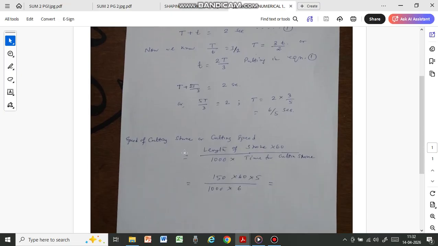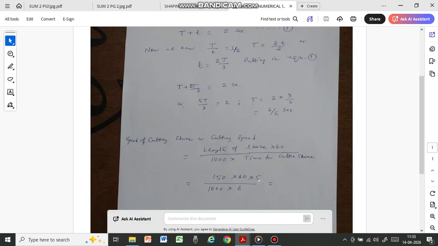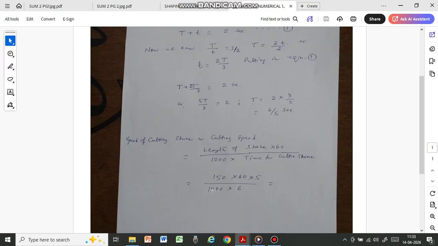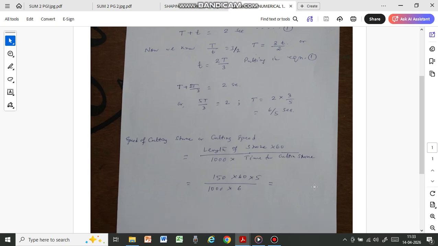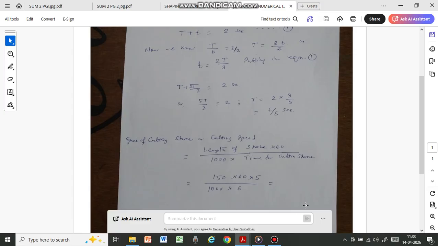Now speed of cutting stroke or cutting speed is length of stroke into 60/1000 into time of the cutting stroke, which is length of stroke is 150 millimeter into 60 divided by 1000 into time. You see, time for cutting stroke is 6/5, so 6 টা নিচে চলে এলো, ওপরে 5 চলে গেল. You have to calculate this and find out the time. I have just left it blank intentionally so that you do the arithmetic yourself. So this is sum number 1.